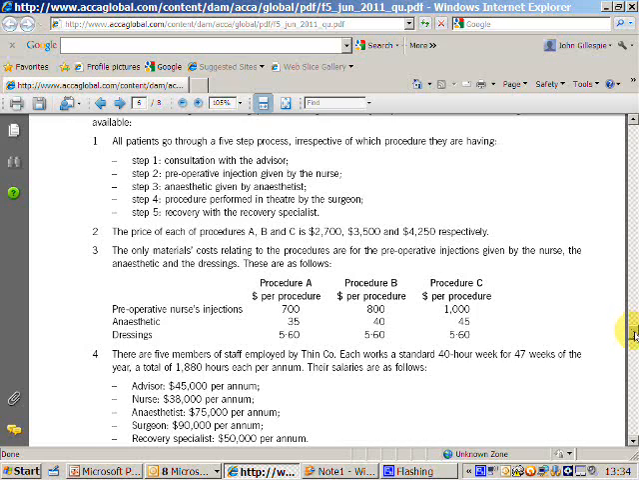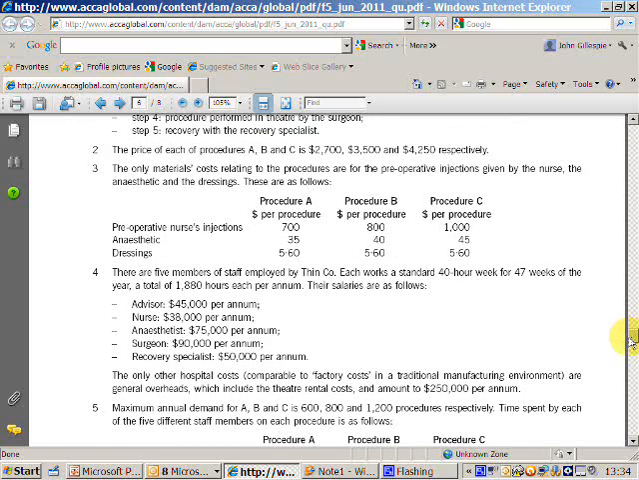Okay, so step 4, we've got some information about 5 members of staff employed by ThinCo. It's a standard 40-hour week for 47 weeks per year. So that's a total of 1880 hours. 40 times 47 is 1880 hours per annum. And the salaries are as follows.